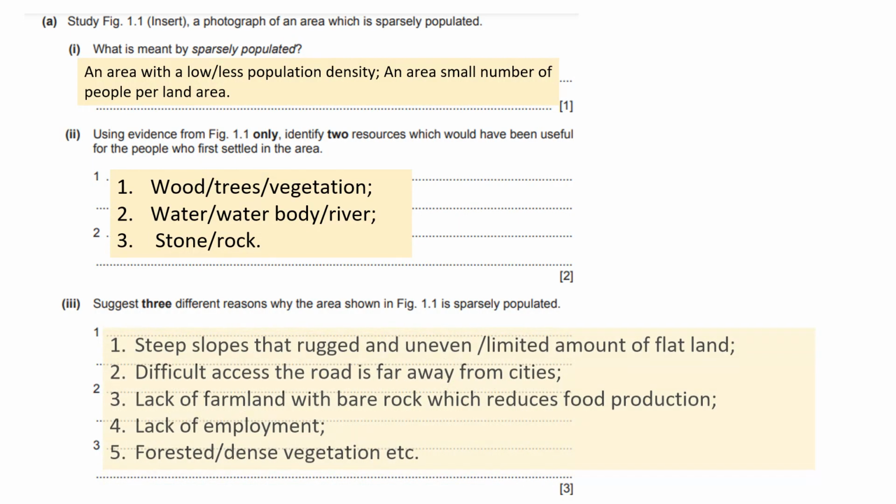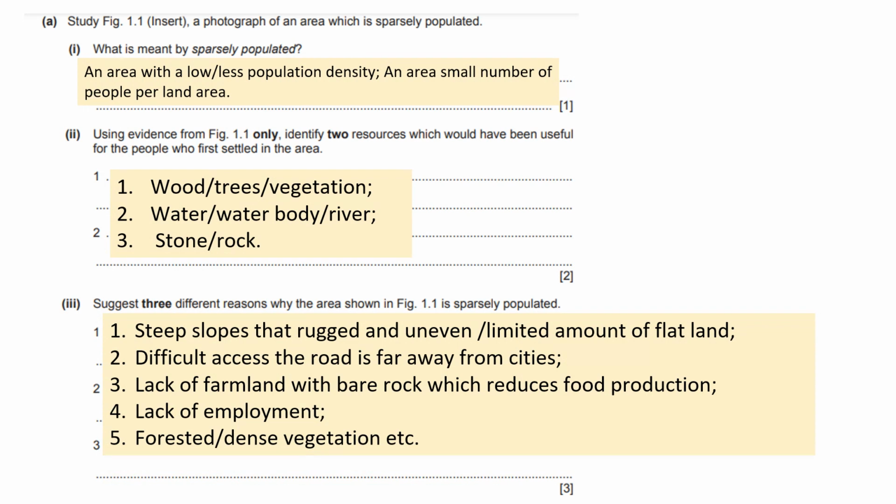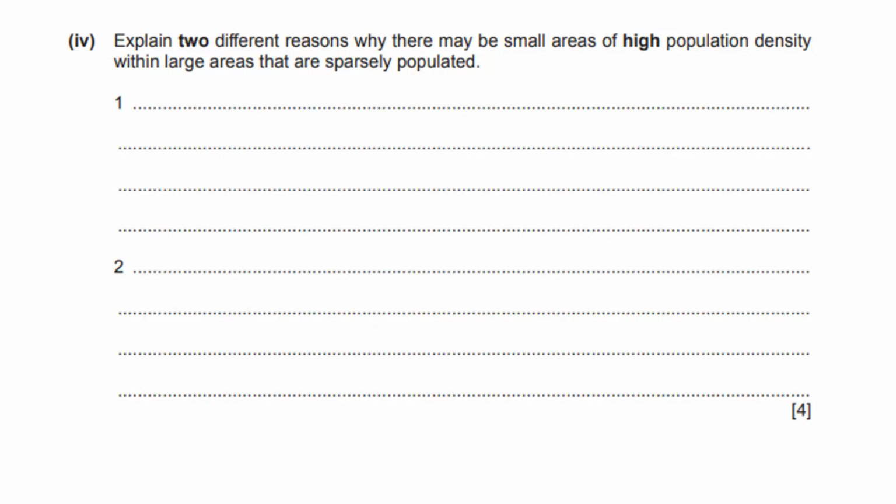So these are the answers to this question, so you can actually pause and run through it to consolidate your knowledge on this concept. Now, they said explain two different reasons why there may be small areas of high population density within large areas that are sparsely populated. So you have a large area that is sparsely populated, but you have some spots within this large area that are densely populated regions.